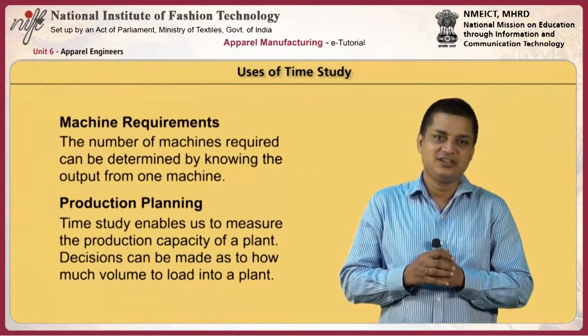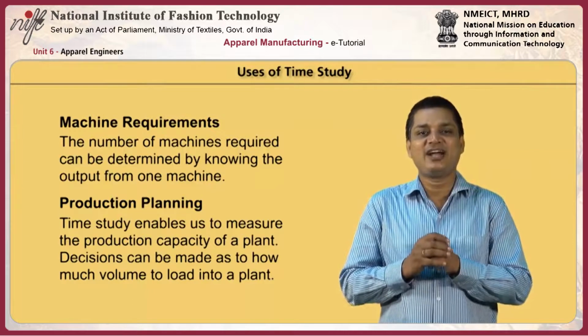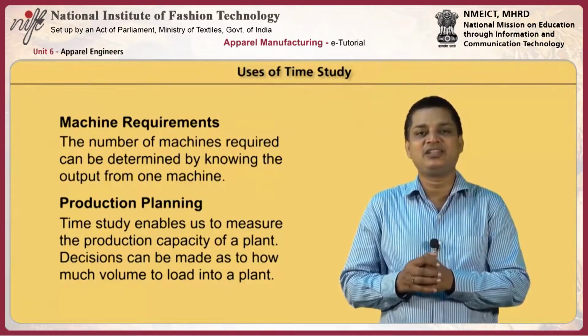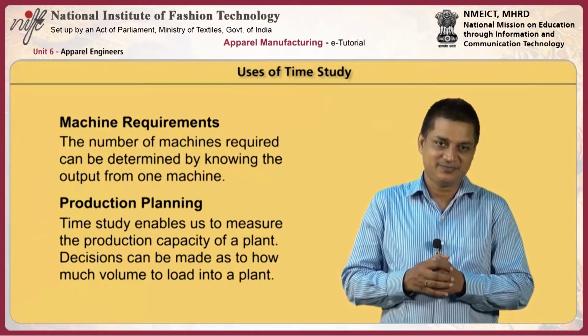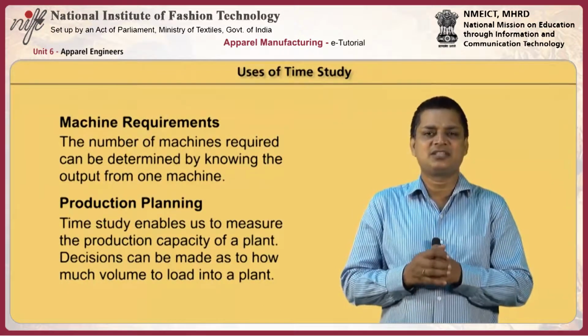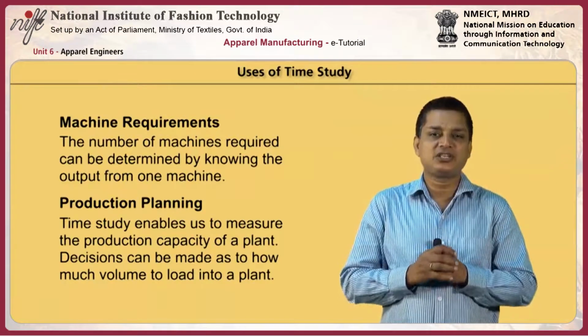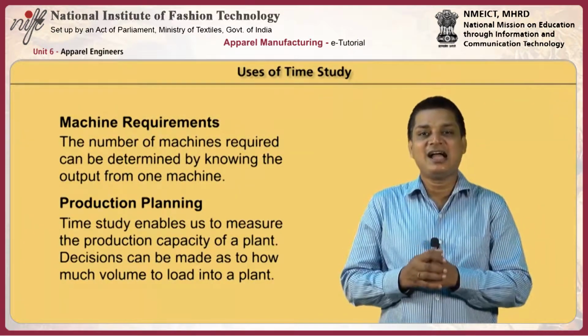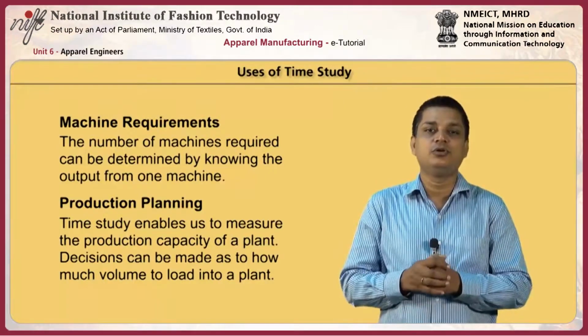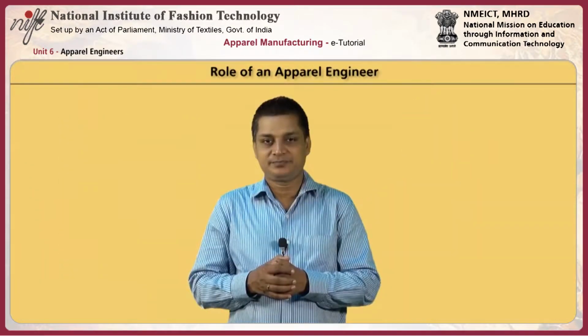Machine requirements. The number of machines required can be determined by knowing the output from one machine. Production planning. Time study enables us to measure the production capacity of a plant. Decisions can be made as to how much volume to load into a plant.